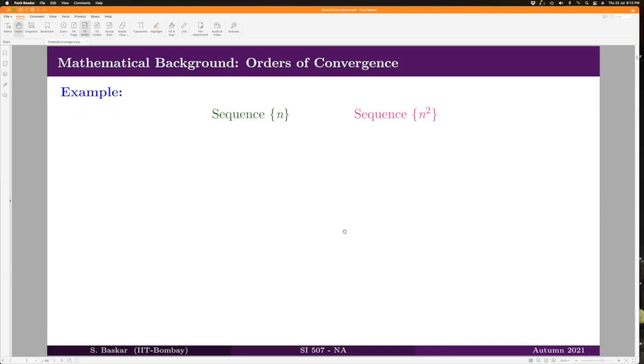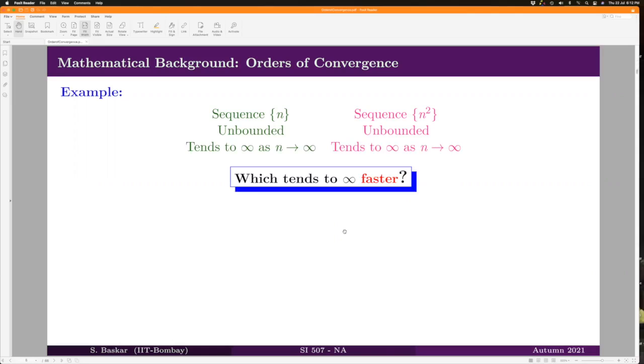Let us take these two sequences, sequence n and sequence n square. We can see that both are unbounded sequences, and of course they both tend to infinity as n tends to infinity. Now the question is, which sequence tends to infinity faster than the other? Well, we can immediately say that n square is going to go to infinity faster than the sequence n.